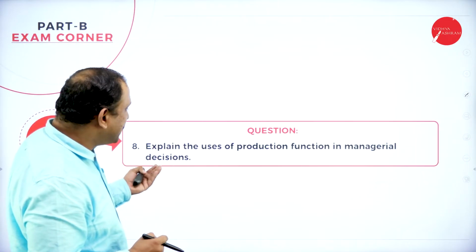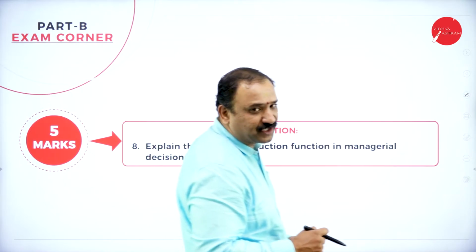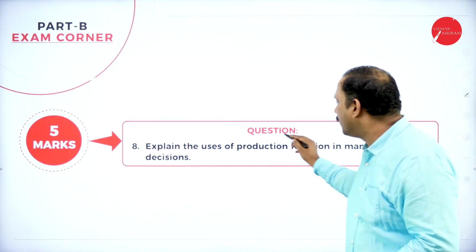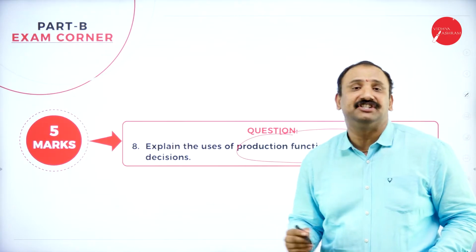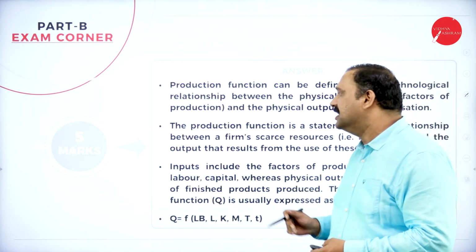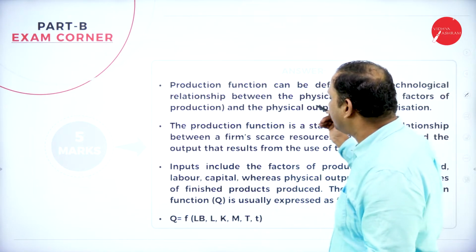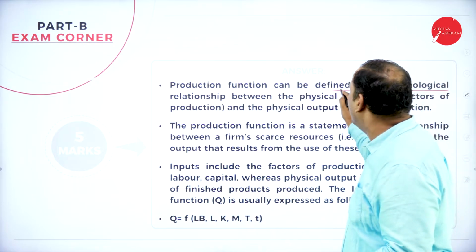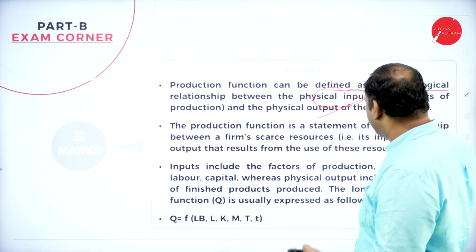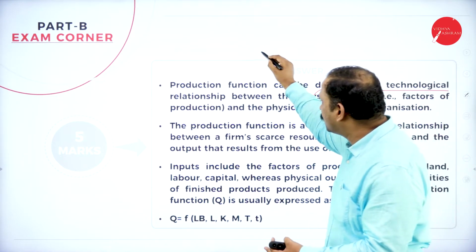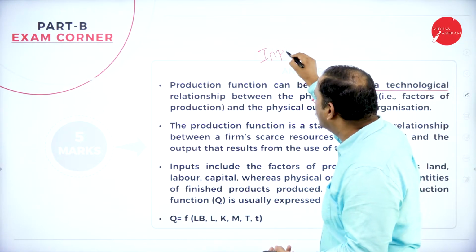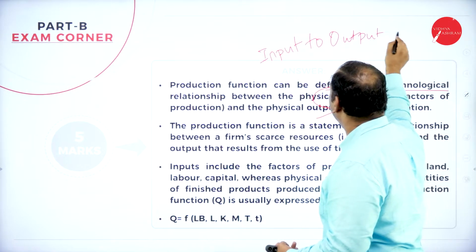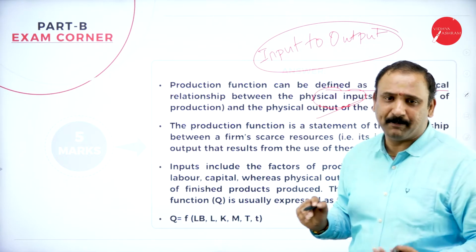Followed by, explain the uses of production function in the managerial decision. So what is the use of production function in the managerial decision? Very important question. Just have a look into it. Production function can be defined as a technological relationship between the physical inputs and the physical output of the organization. So conversion of input to output, that's what we are concerned about. Input to output will be of very much importance to us.